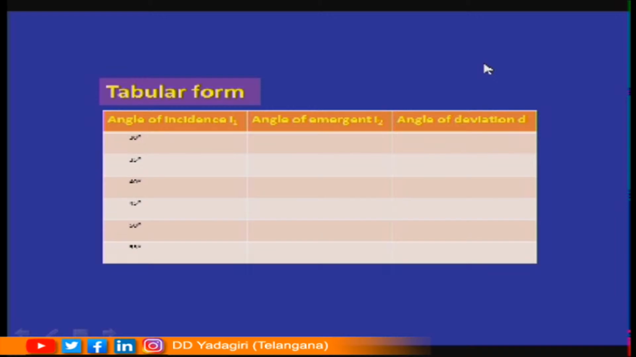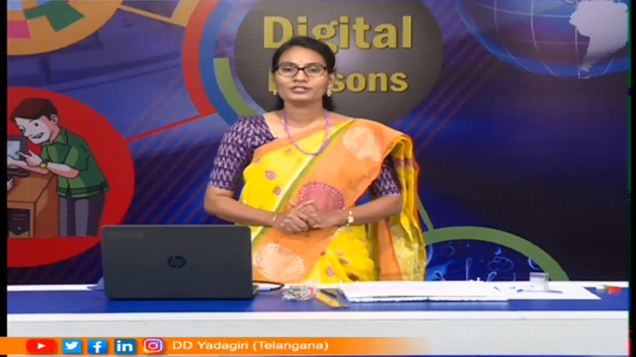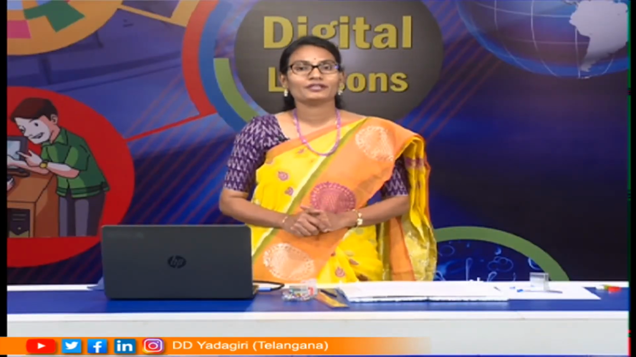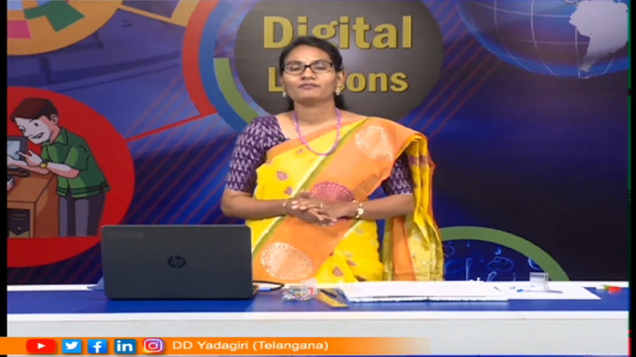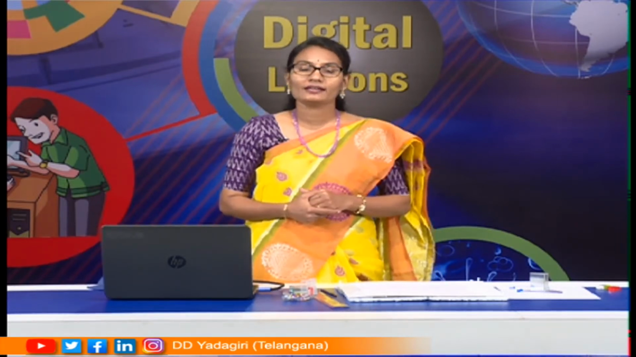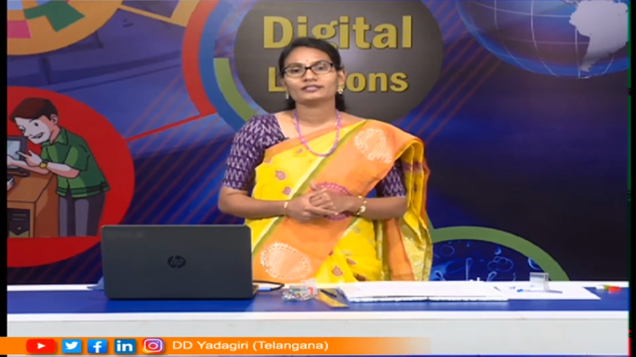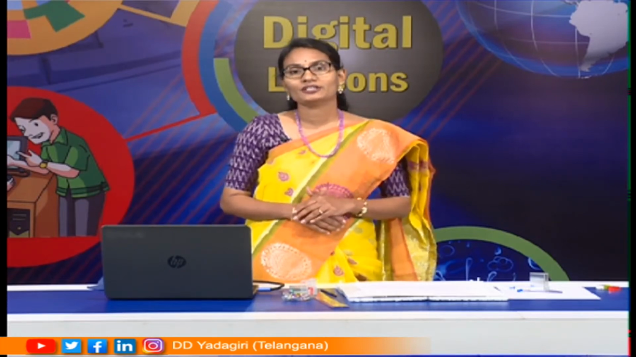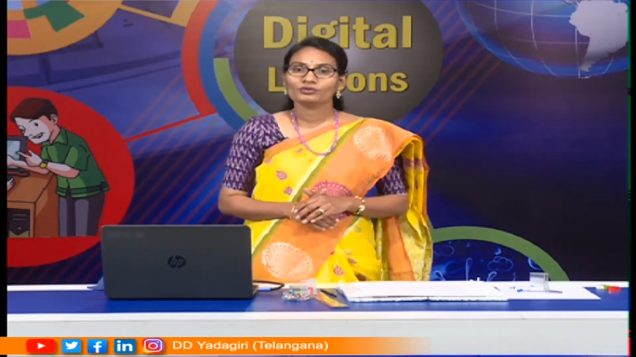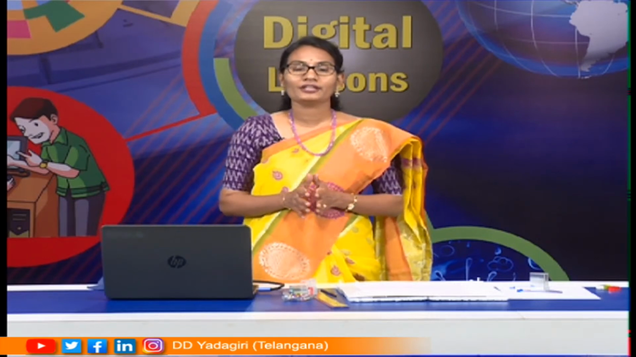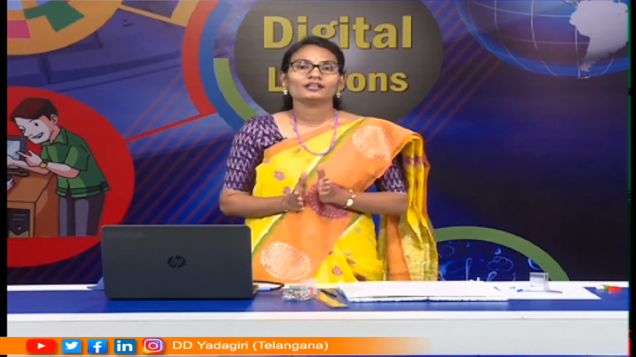So, what is the use of these values? How do we use these values? There is a relation between incident angle and deviation angle. Whenever the incident angle increases, there is a change in the deviation angle also. So, you can observe easily the variation between incident angle and deviation angle.